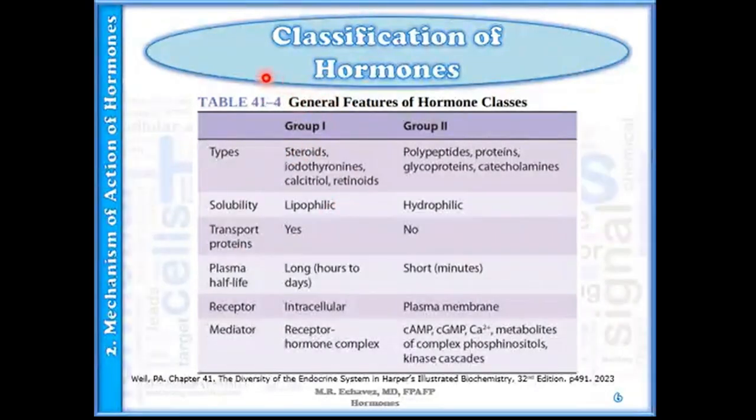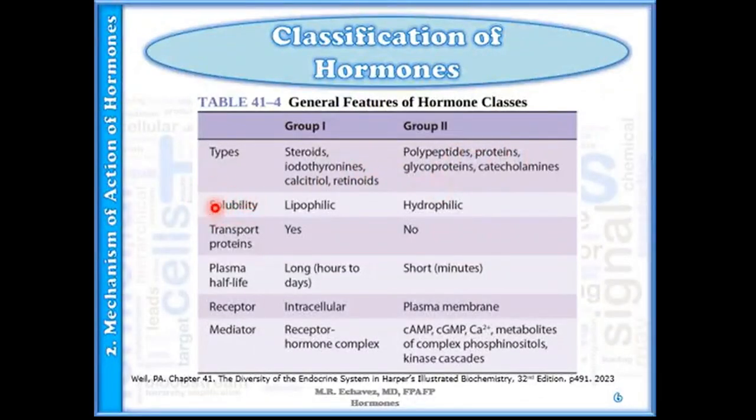So this table 41-4 is in Harper's. It shows us the comparison of your group 1 and group 2 hormones. Your group 1 hormones are lipid soluble. Your 1 looks like a small letter L, so it's easier for you to remember. Group 2 hormones are water soluble hormones. You would see examples of your group 1 hormones: your steroid hormones, your thyroid hormones, your vitamin D, your vitamin A. Now, for your group 2 hormones, these are your polypeptides, your glycoproteins, other proteins, your catecholamines.